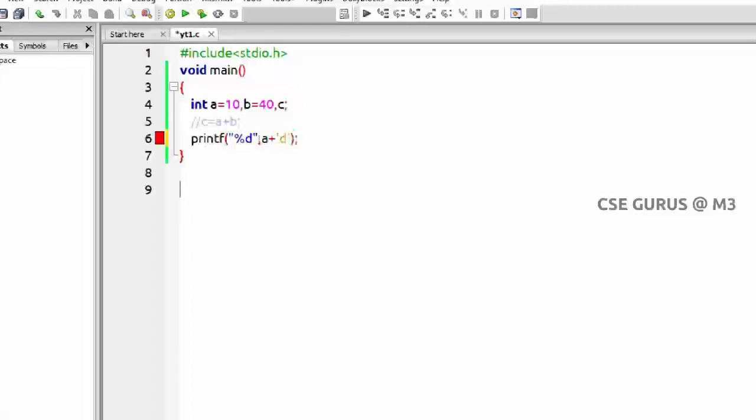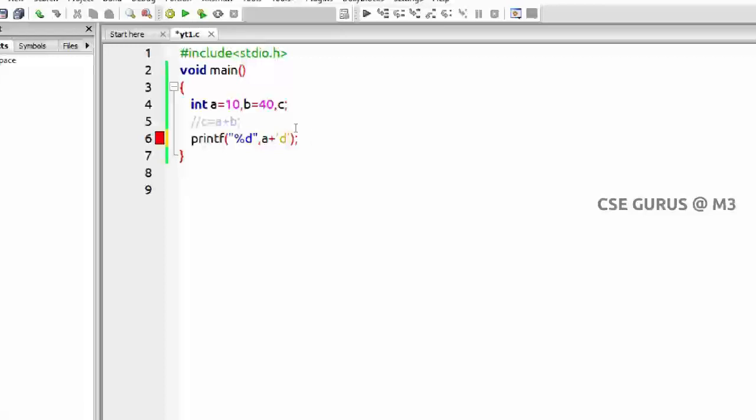Okay, D in single quotes. Now you can see it will execute successfully. Why? Because D is not a variable right now, it is a constant, a character constant. What is a constant value? Of course, we know ASCII values.